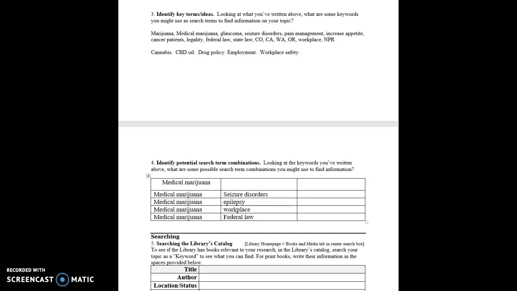So that's what we're doing with the first part of this worksheet. And if you have any questions, let me know.